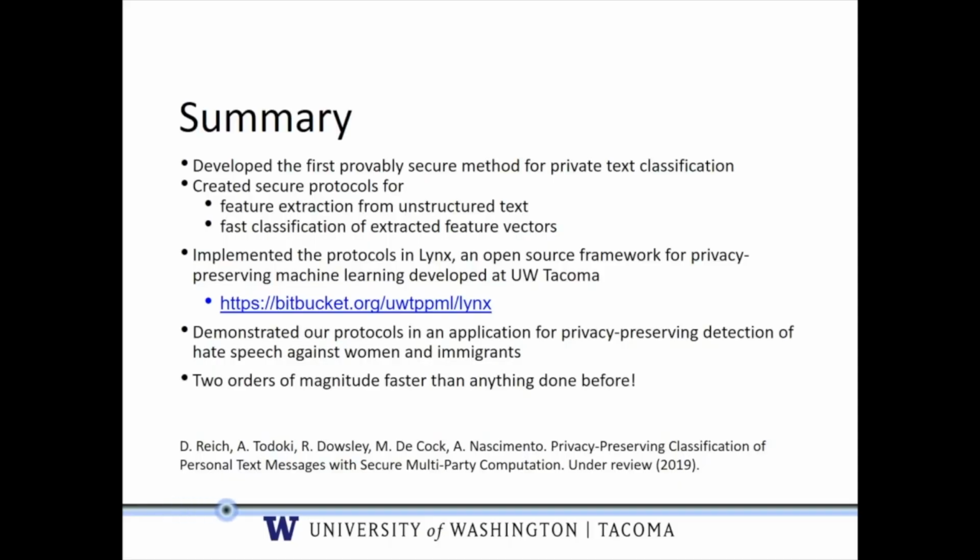So, in conclusion, we developed the first provably secure text classification. To do so, we had to create protocols for the feature extraction and the secure classification. We implemented all of this in Python, so if you get bored after this, it's an open repository, you can go play with it. We demonstrated all of this with real data, the SemEval 2018 hate speech data, and we were two orders of magnitude faster than anything that was done before.